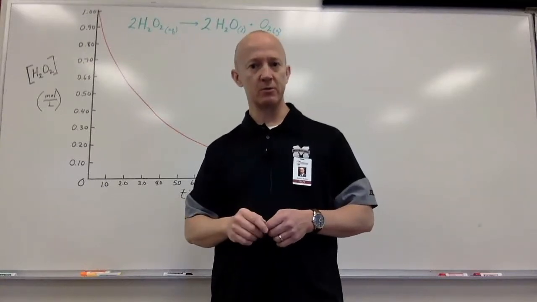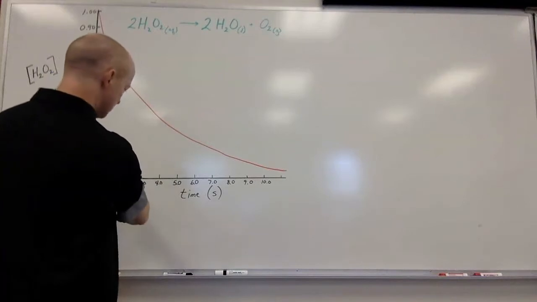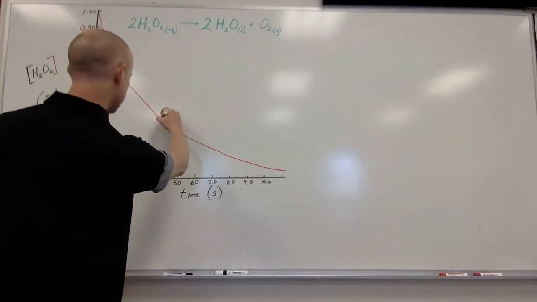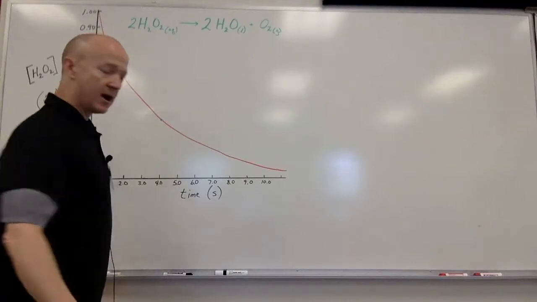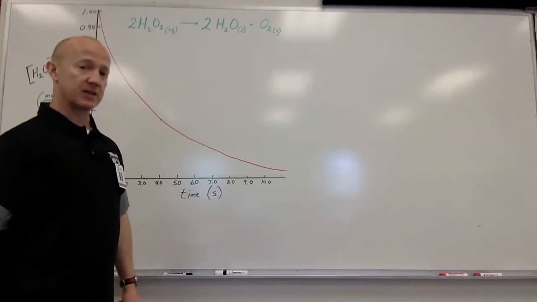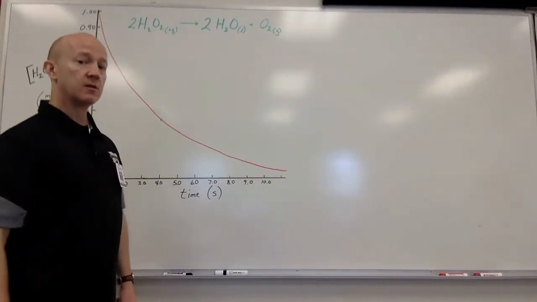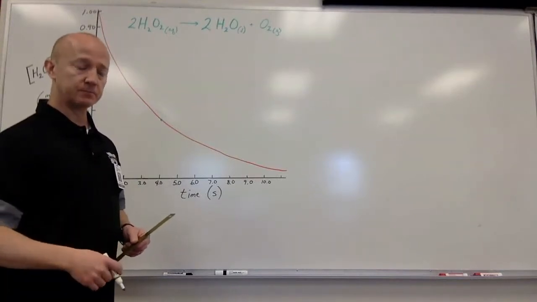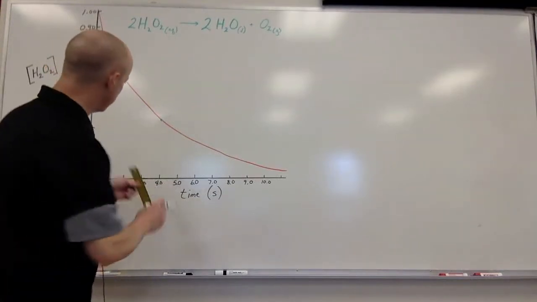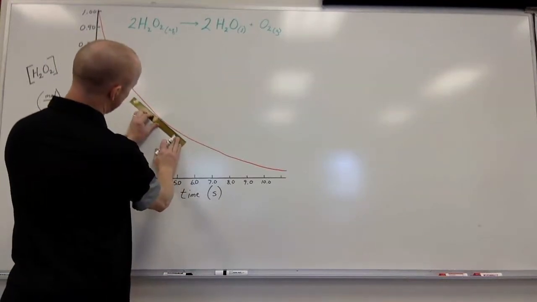And here's how we can do it. Let's say I want to find the rate at a particular point. I'm going to do it at 4 seconds in. So this point right here. How can I determine what the rate is at that point right there, the instantaneous rate at 4 seconds? The way I can do it is I can make what's called a tangent line. I'll take a straight edge and I'll place it up against the line at that point.